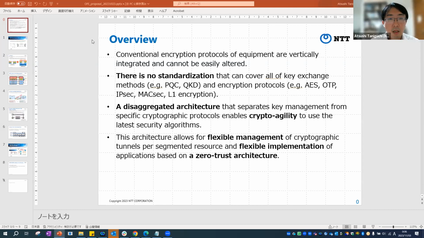So I think the disaggregation architecture, which separates the key management from the specific cryptographic protocol, enables crypto agility to use the latest security algorithm. This architecture allows flexible management of cryptographic traffic per segment resource, and flexible implementation of the application based on the zero trust architecture.